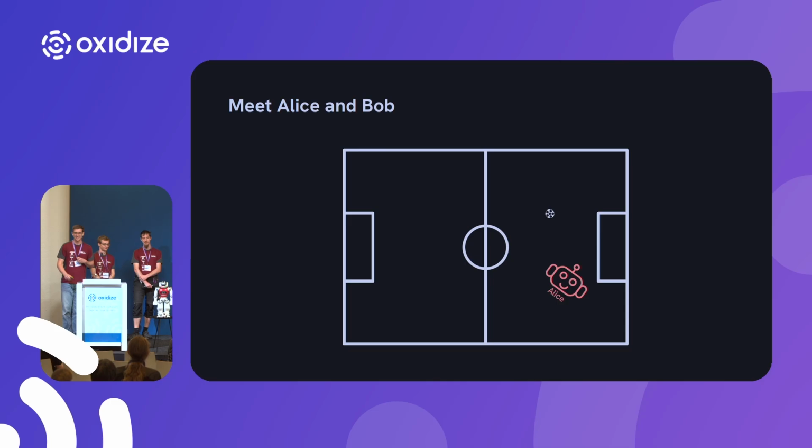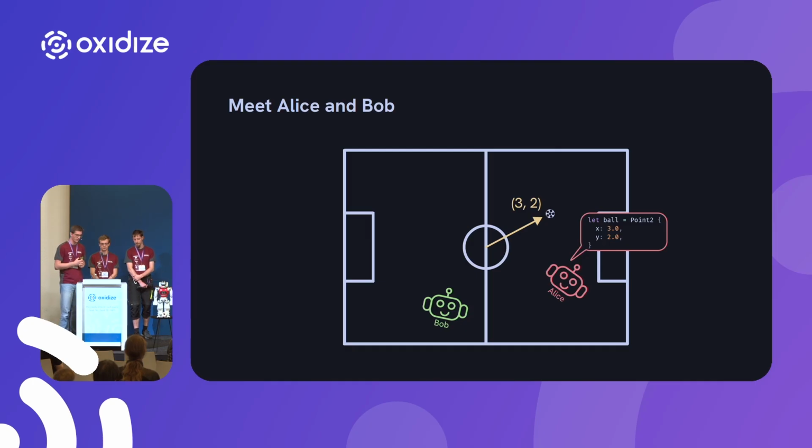Let's dive deeper into the topic we brought to you today. I want you to meet Alice and Alice's friend Bob. Alice and Bob are robots in our soccer field, and as they play soccer autonomously, they have to communicate with each other. They have to communicate what they see, what they want, or in general, they have to share state between different robots. So let's assume Alice wants to tell Bob the location of the ball.